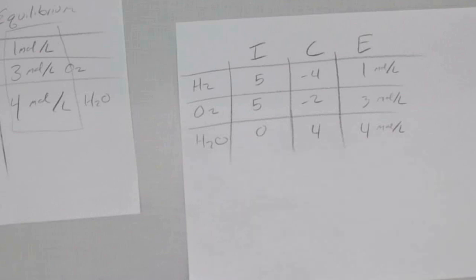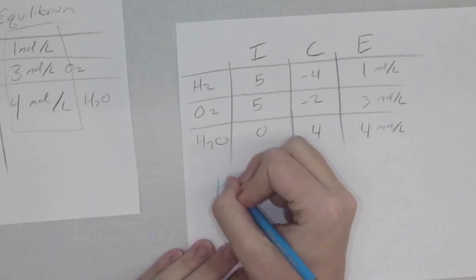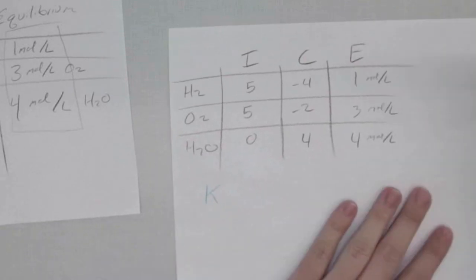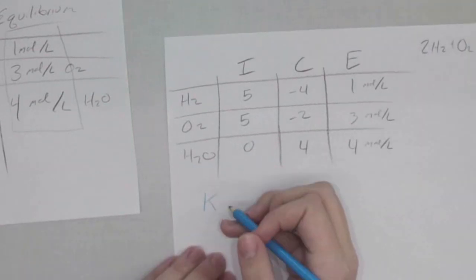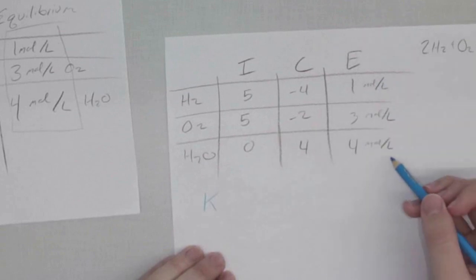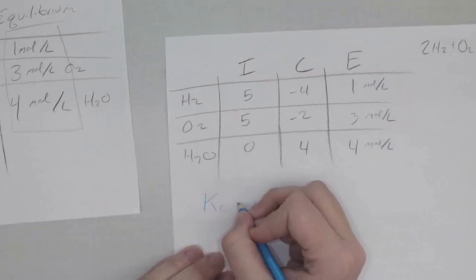So we've rewritten the table here, but now what if we want to know our value of K, or our equilibrium constant for this reaction? We write our reaction back out just so we have it, and 2 hydrogen plus an oxygen yields, or might not yield, 2H2O. So now our K value, since we've been working in concentrations this whole time in moles per liter, this will be a KC equals.